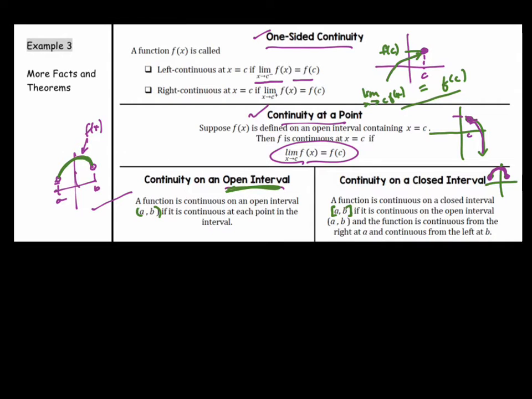So those are more vocabulary words: one-sided continuity, continuity at a point, continuity on an open interval, and continuity on a closed interval. All right, more to come.